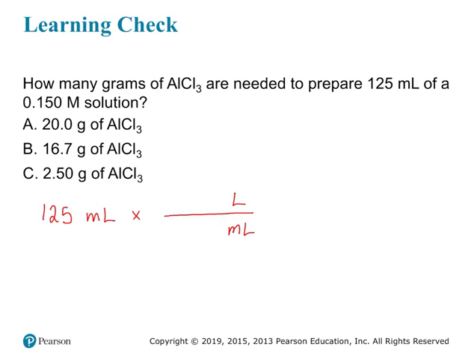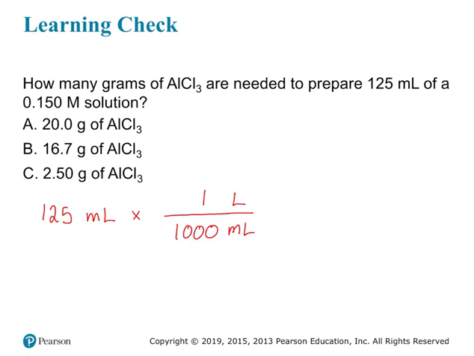So what's the relationship between liters and milliliters? I guess the first question is, which unit is larger? Are liters larger or are milliliters larger? So liters are larger, right? So that means there's going to be a bunch of milliliters in 1 liter because milliliters are smaller. So how many milliliters are in 1 liter? 1,000.